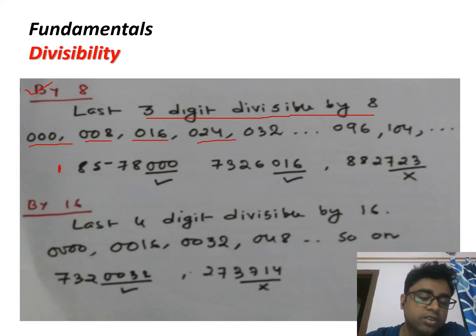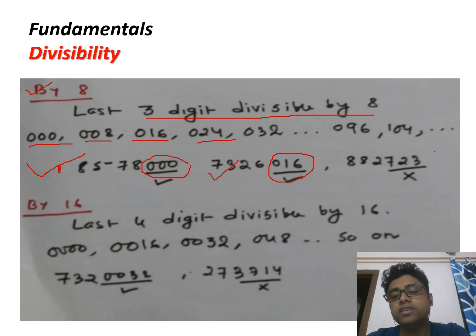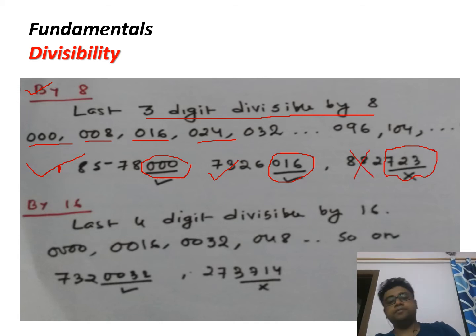Illustrating that through an example, here the last three digits are divisible by 8, so the whole number is divisible by 8. Here also the last three digits are divisible by 8, so the whole number is divisible by 8. Here the last three digits are not divisible by 8, so the whole number is not divisible by 8.